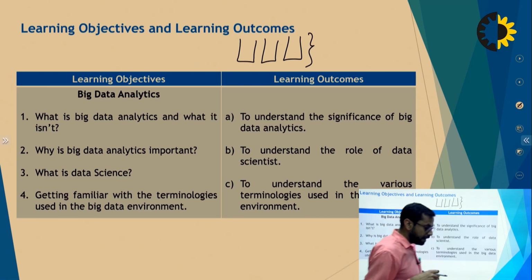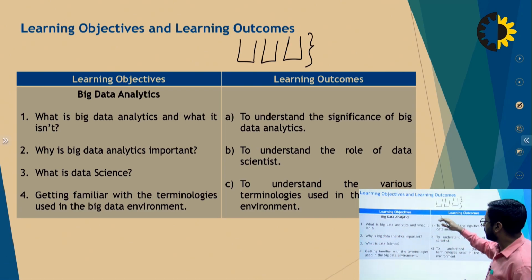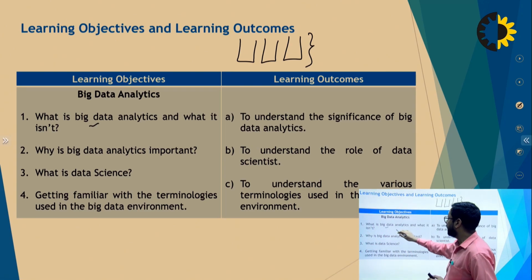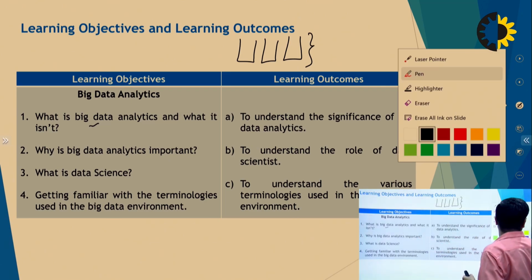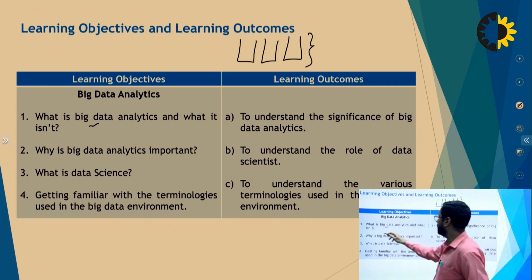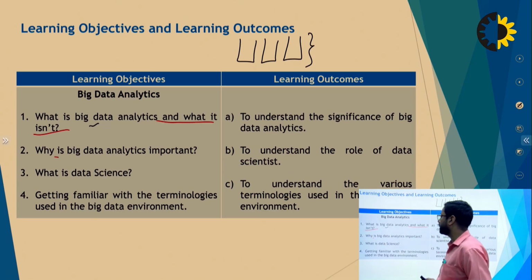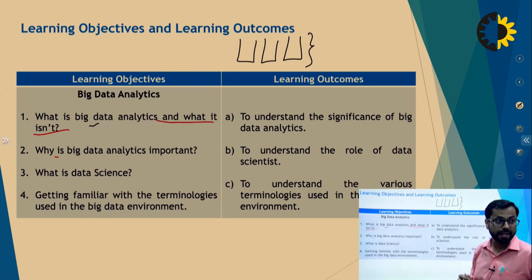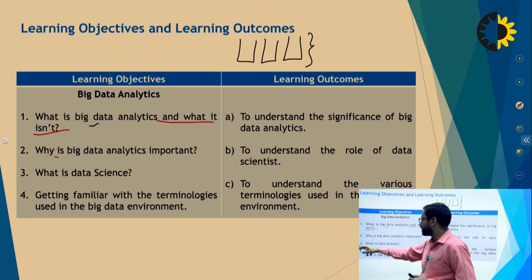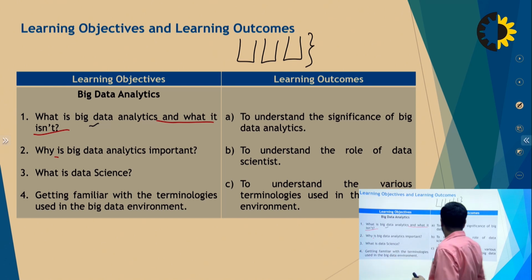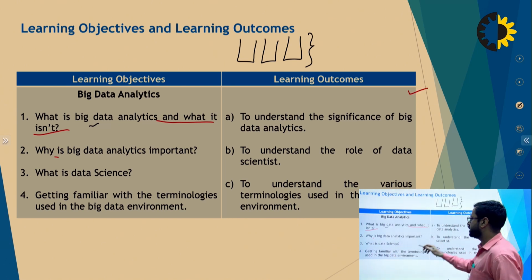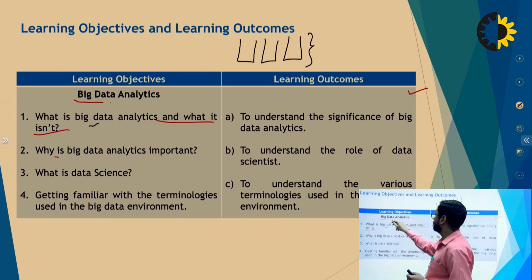The learning objectives from this topic: first, what is big data analytics; then, what it is not. The next point is why big data analytics is important and why we are studying it. Then, what is the data science aspect, and how data science is related to the concept of big data strategy, its tools, and its fundamentals.